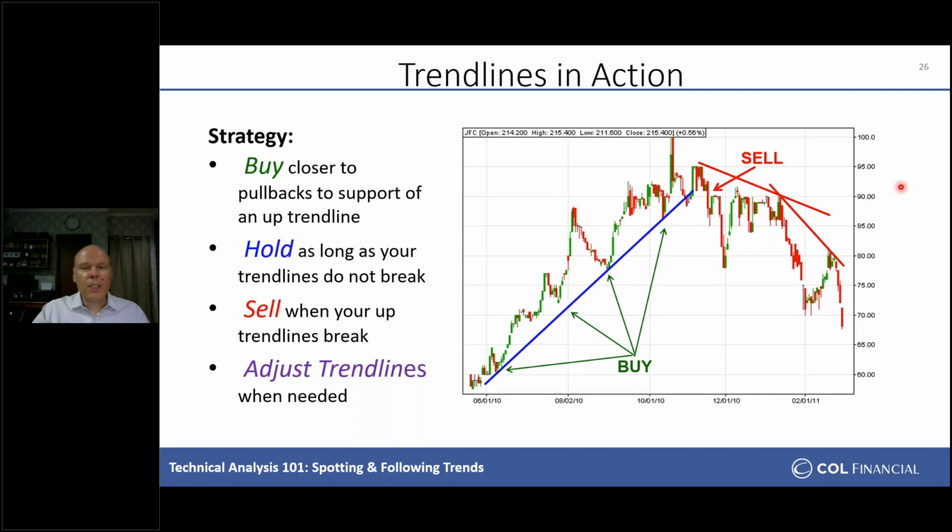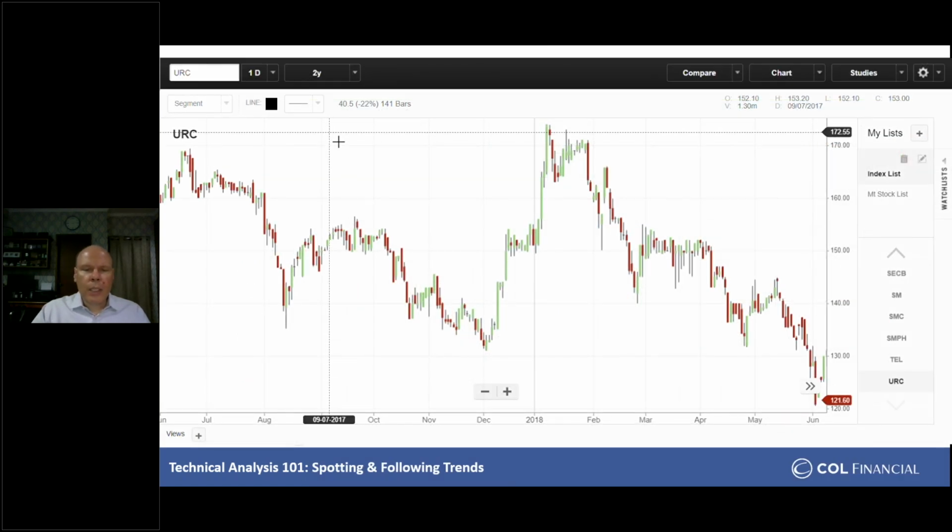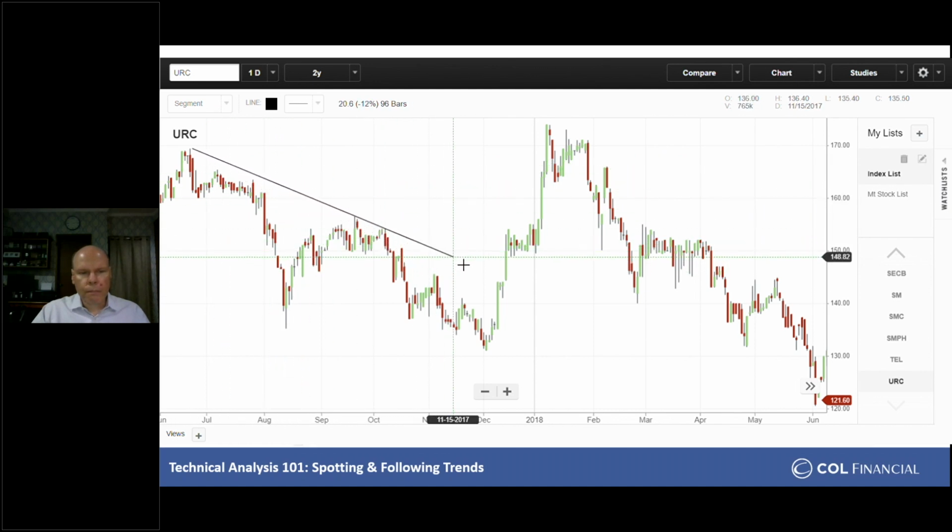So we just put to practice what we've learned earlier on. So let's do that for real. Let's have a look at URC here. Now, we have URC, and let's draw a bit of a line for you. So here's an example of a downtrend line.